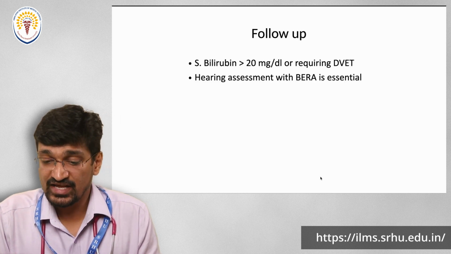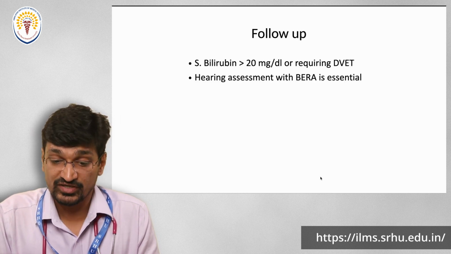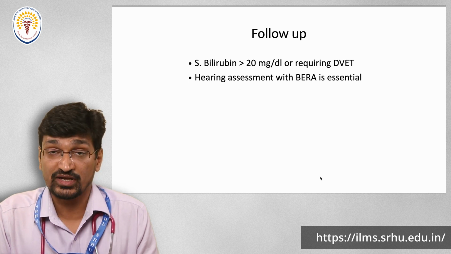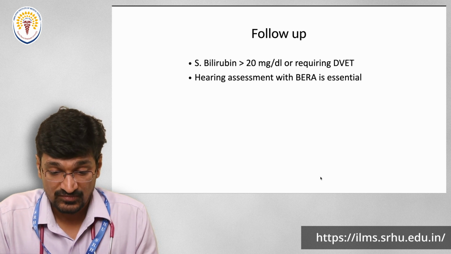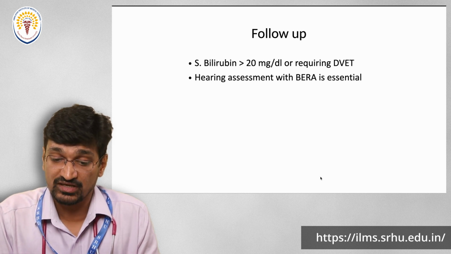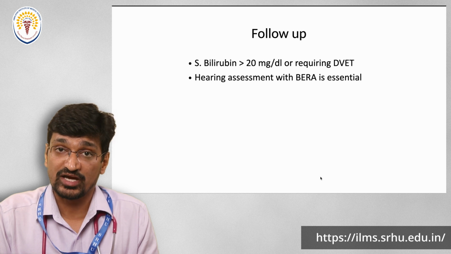Lastly, the babies with very high bilirubin levels, especially more than 20 mg per deciliter, or the one requiring DVET, need to be followed up for neurodevelopment impairment. Hearing assessment with BERA should be done to rule out hearing impairment due to high bilirubin.